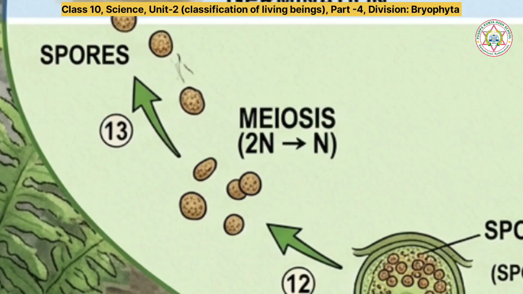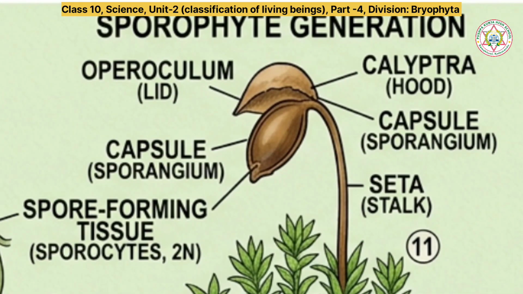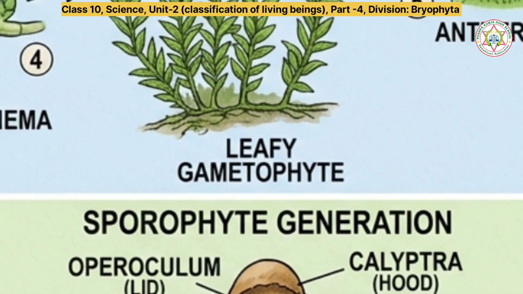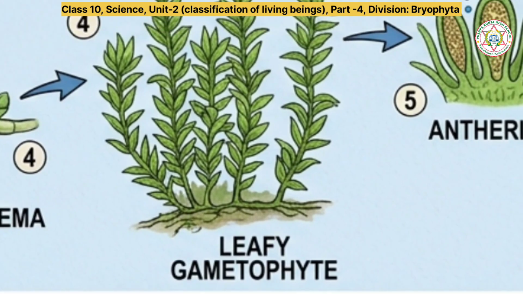And the spore producing stage is called sporophytic stage. So it has two stages. And in this, the gametophytic stage is dominant. Gametophytic stage is dominant in Bryophyta.